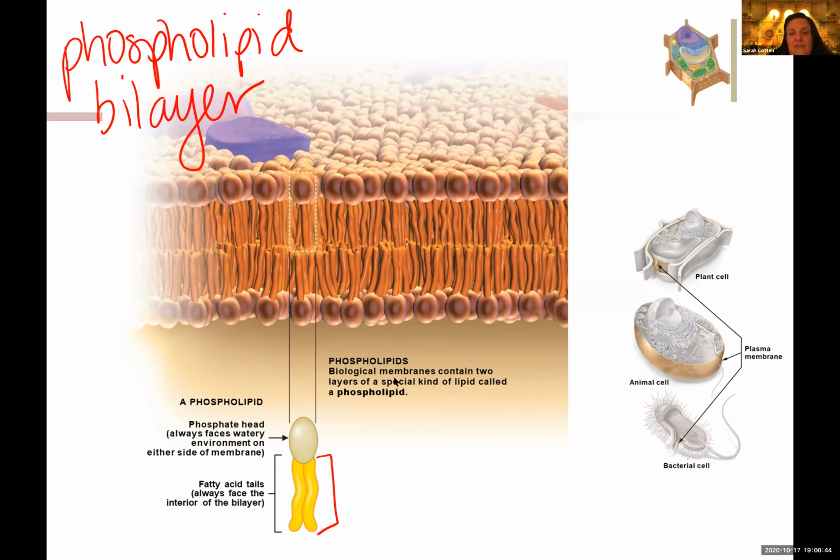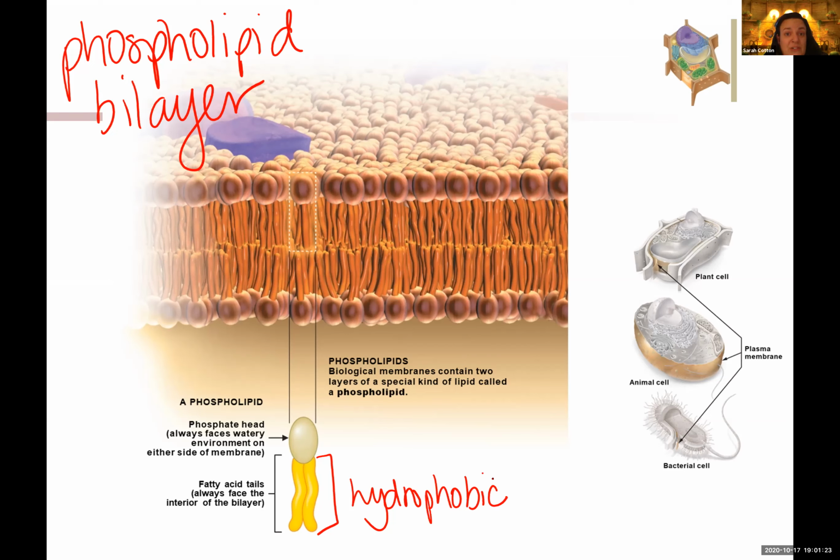Notice when you look at this that there's one layer of phospholipids here, and then there's another layer of phospholipids here, hence the name phospholipid bilayer. The reason that those tails point towards each other is that the tails are all what we call hydrophobic. This is not the first time we've heard this term. Remember, they're fatty. So hydrophobic, what does that mean?